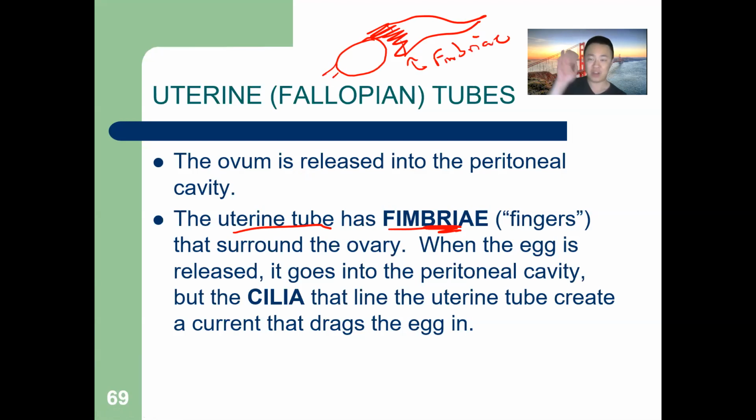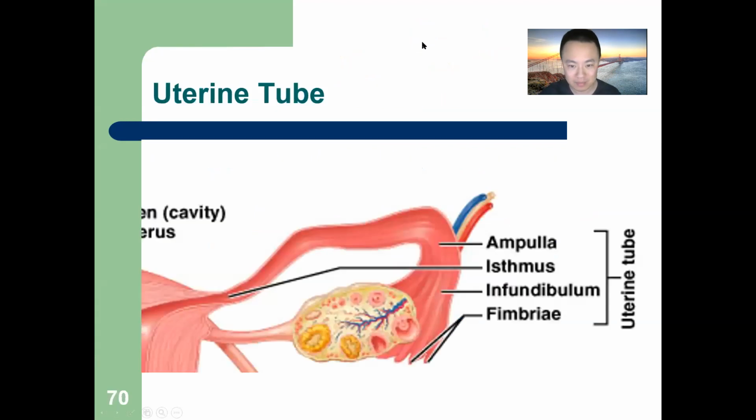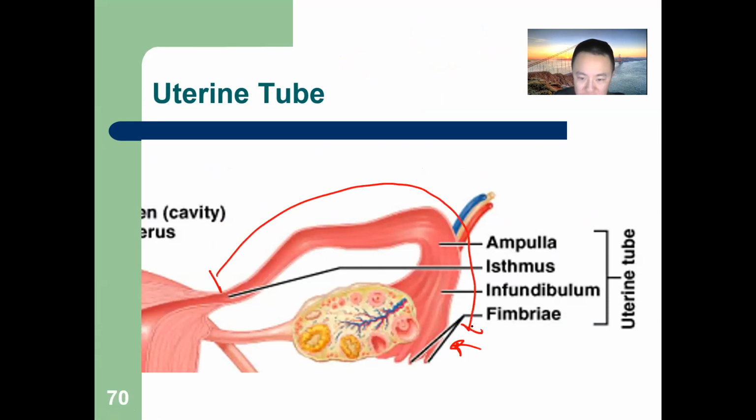These are the fimbriae, okay? Or fingers that surround the ovary, and when the egg is released, it goes into the peritoneal cavity, but the cilia that line the uterine tube will create a suctioning current that eventually lifts and pulls the egg into the fallopian tube. Okay. Here it is. There is that fimbriae that I've discussed earlier. Okay. And this whole piece is, of course, the fallopian tube.